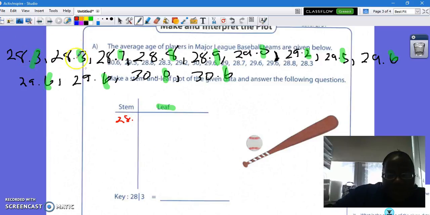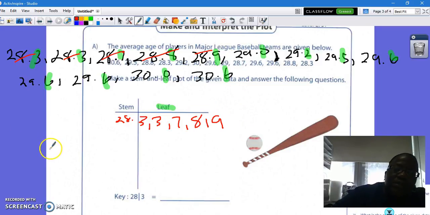Okay, and the leaf: 3, another 3, 7, and then I have an 8 and a 9. Okay, that takes care of the stems for 28.9. Good. So that takes care of all the stems and leaves for the stem 28, all the leaves that go with it: 3, 3, 7, 8, 9.